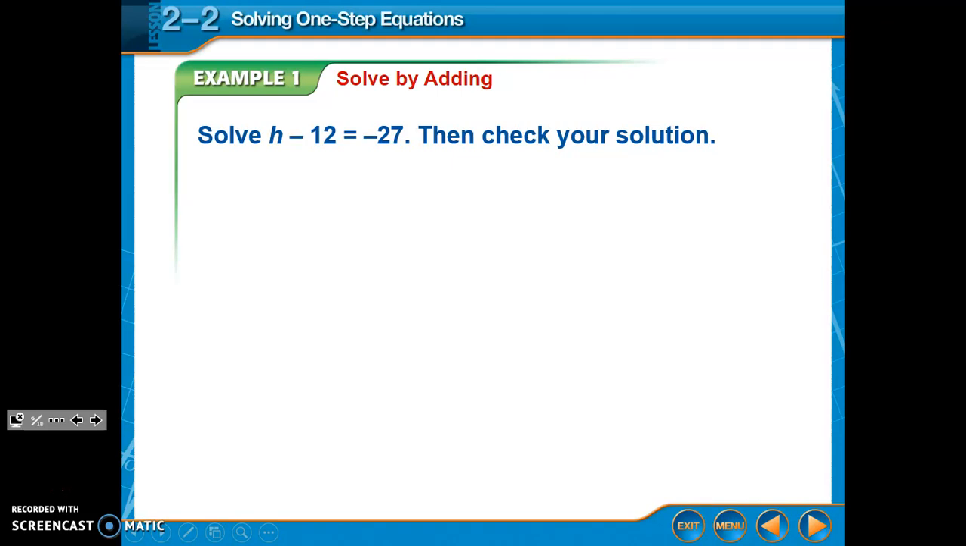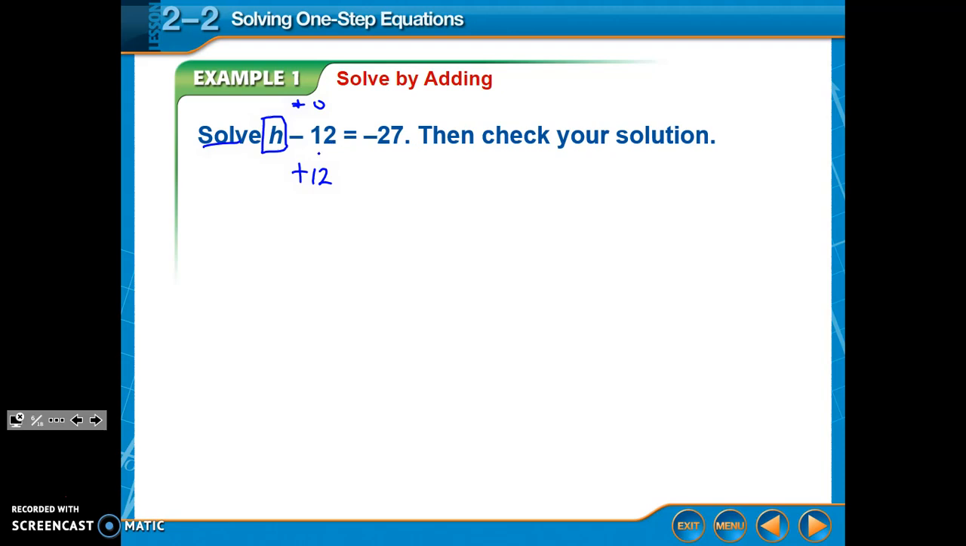So we want to solve h minus 12 equals negative 27 and then check our solution. So basically, when it says solve, we want to get whatever variable is there by itself. In this case, it's h. We want to get h by itself, which means what I want to get rid of is this minus 12. So I want to think of that as having 0 over there, so it's just h. So I want to say, what can I do to negative 12 so that I'll get to 0? And I can do positive 12.